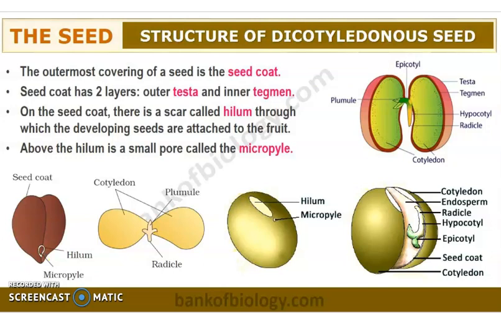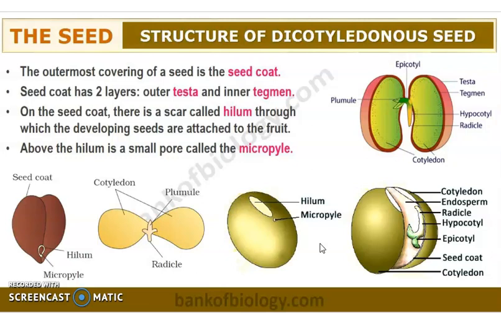And above the hilum is the small pore called the micropyle. So you can see it clearly here. This is the scar portion which is called as hilum, and above the hilum we have a small pore. The seeds will have a small pore which is called as micropyle, right? So this micropyle is a pore through which water can enter into the seed.